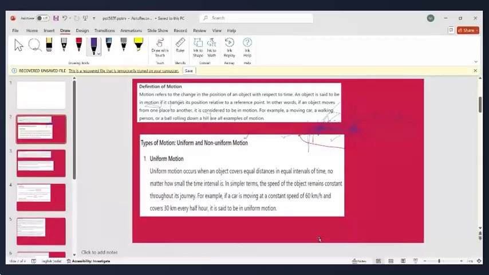Okay, so we talked about the motion. Now there are different types of motion also. First of all, talking about the first one, that is uniform motion. Whenever we are saying uniform motion, please read out these lines.